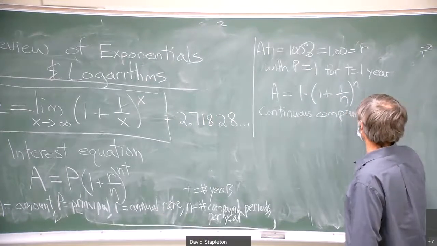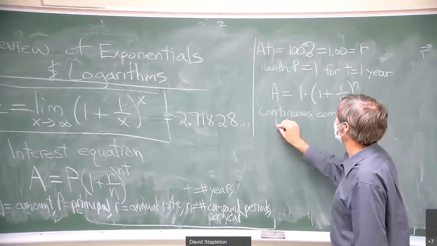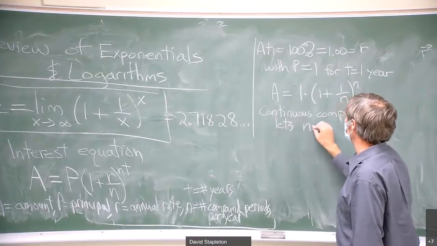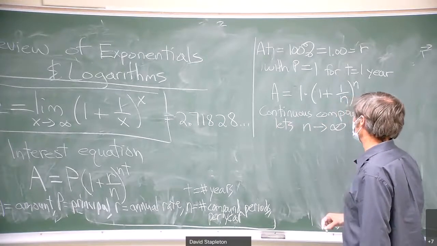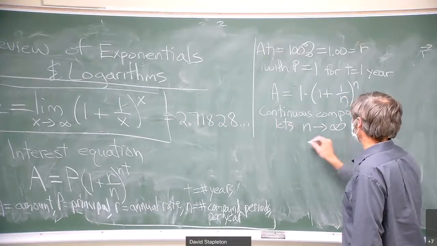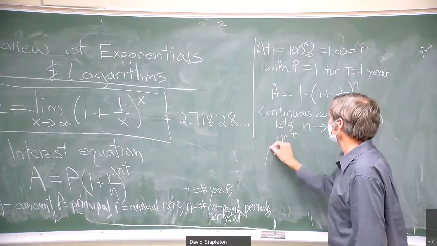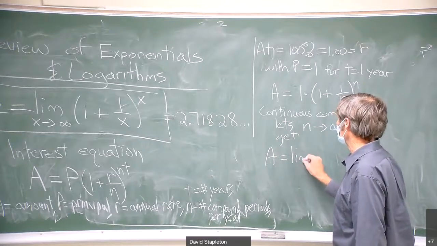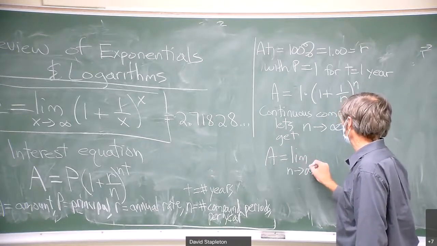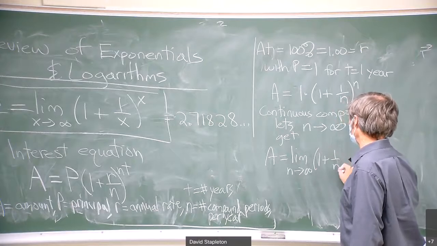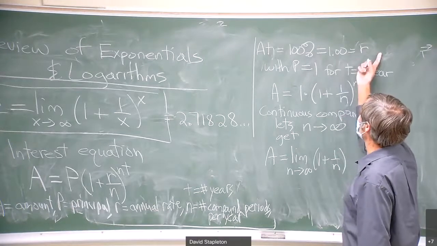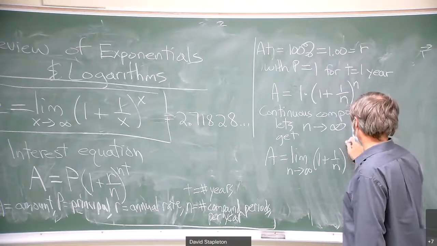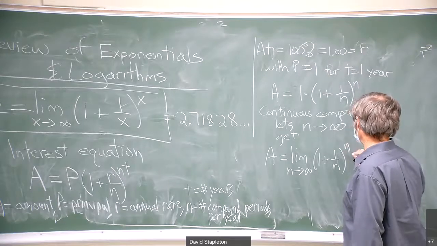But continuous compounding lets n, the number of compounding periods per year, go to infinity to get what? An amount A equals the limit as n goes to infinity of (1 plus 1 over n) to the n, 100% interest, $1 for 1 year gives you this, which is what?